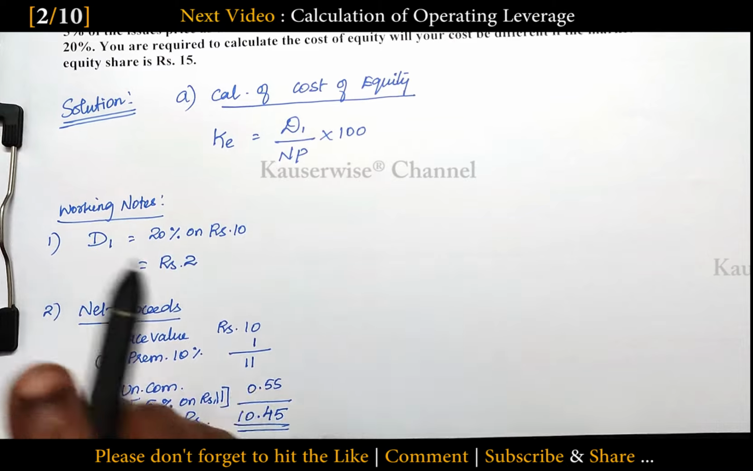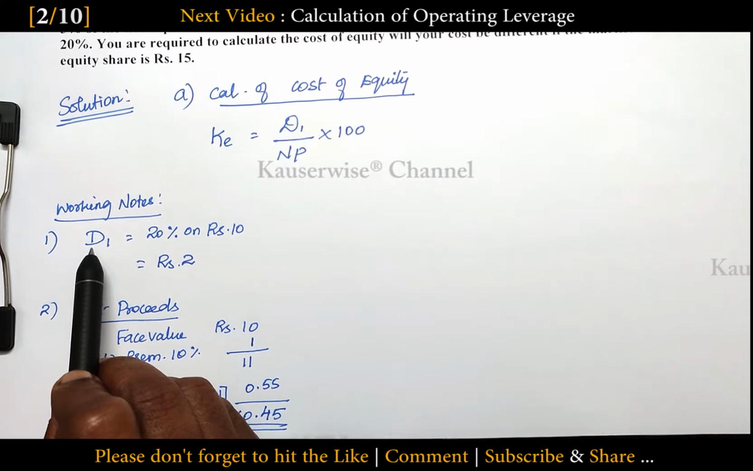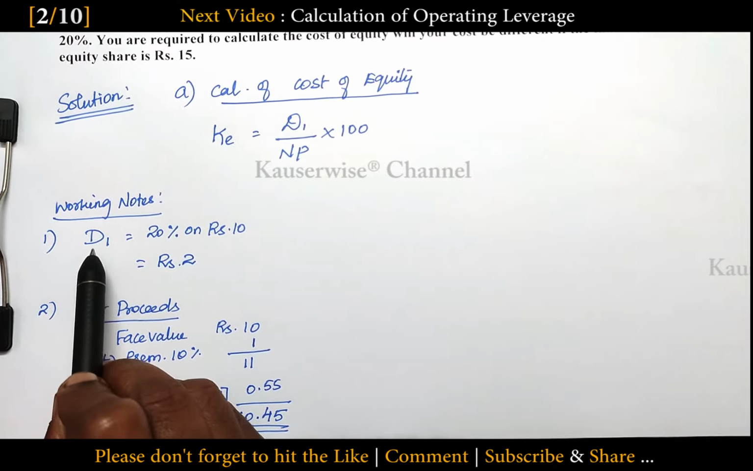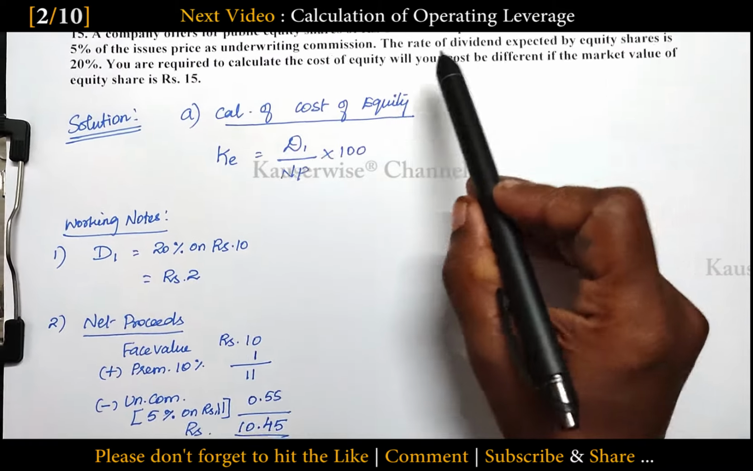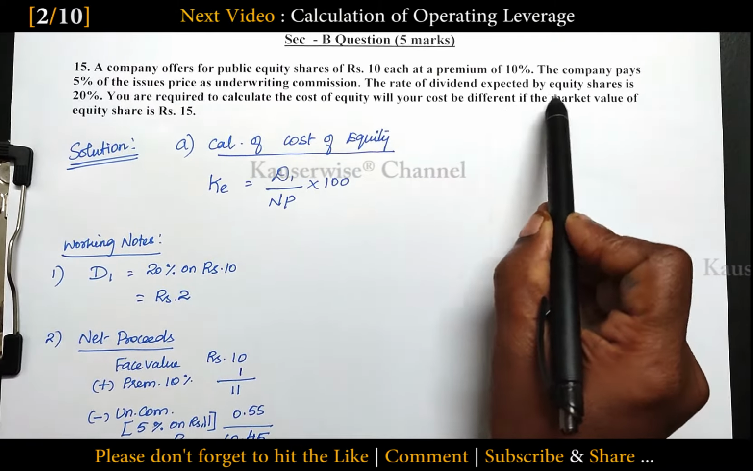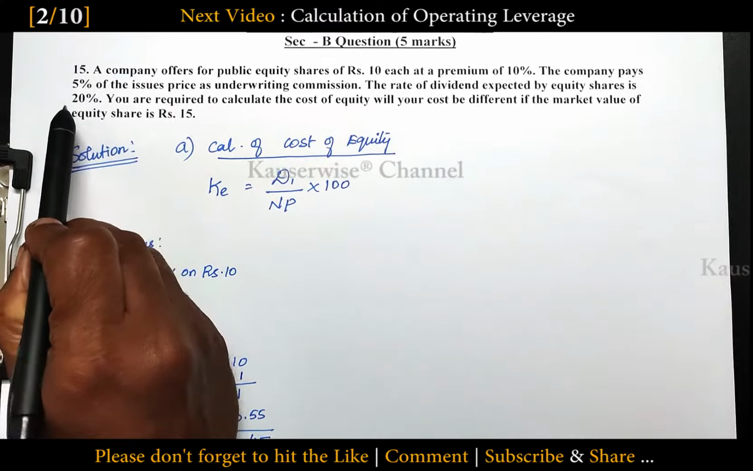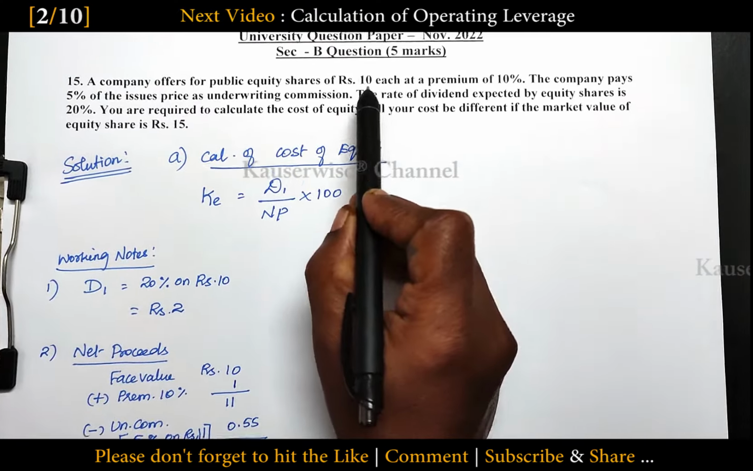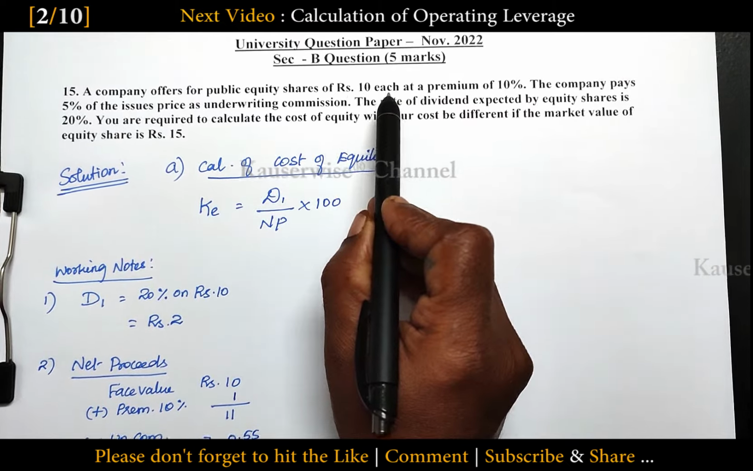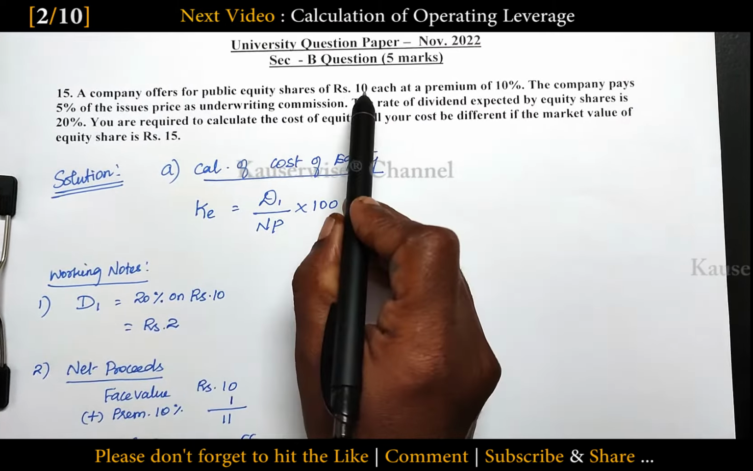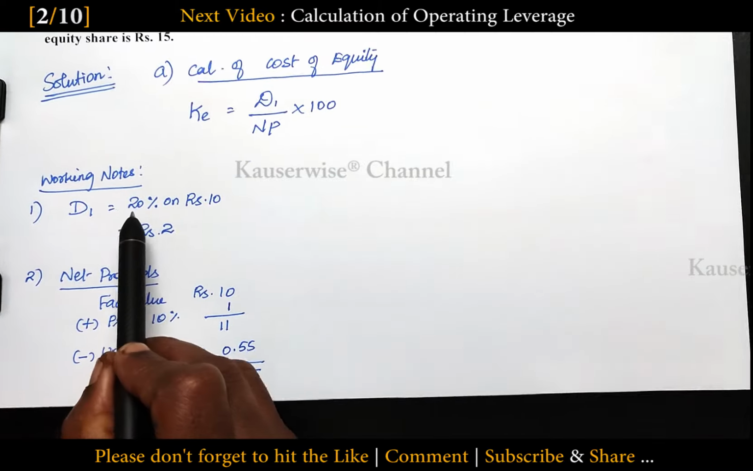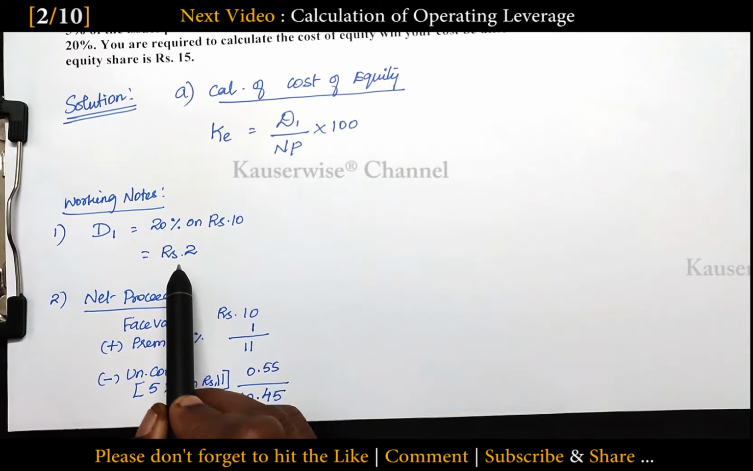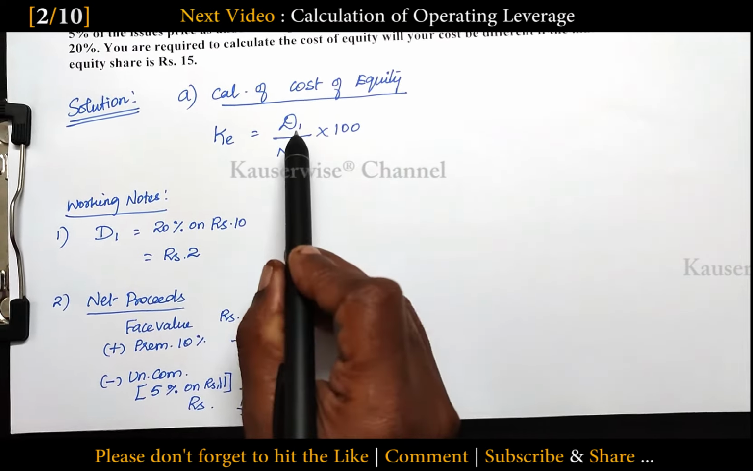See the calculation. Working note 1, calculation of D1. So D1 stands for dividend, right? See the problem. The rate of dividend expected by equity shares is 20%. So 20% on what? Face value. The face value is 10 rupees each, no? So 20% on 10 rupees. See the calculation. 20% on 10 rupees, 2 rupees. So this is D1.